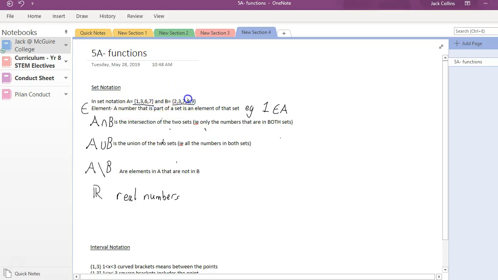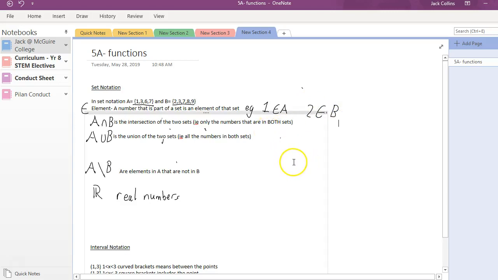So set A includes 1, 3, 6, 7, and set B would include 2, 3, 7, 8, 9. These curly brackets indicate a set or a sample. What you'll often see show up is this E sign, which kind of looks like a euro sign. This stands for element. So a number that is part of a set is an element of that set. So 1, you would write, is an element of A. Or you can also say 2 would be an element of B.